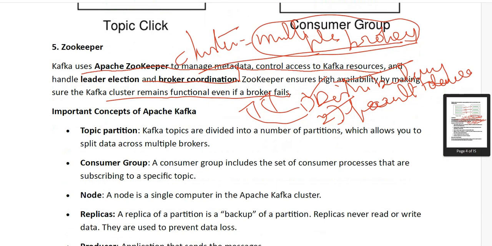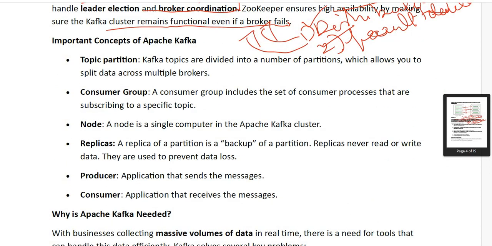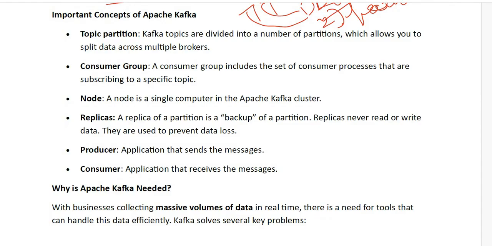And next I am going to discuss some more important concepts of Apache Kafka. The very first one is topic partition. Kafka topics are divided into a number of partitions, as we discussed, which allow you to split data across multiple processes. So what is a consumer group? A collection of consumer processes which works on a particular topic is called a consumer group.